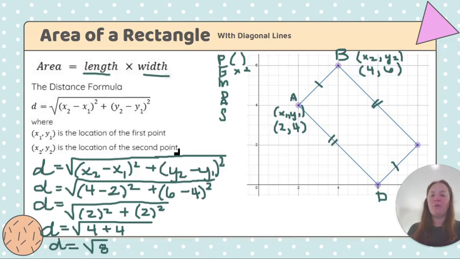Now remember, it's always good to leave it like this for now. And then when we go to multiply it, we can multiply the exact values so that we don't have to work with rounded numbers at that point. So for right now, we are going to leave this as square root of 8.